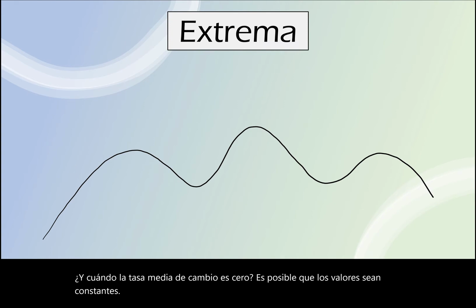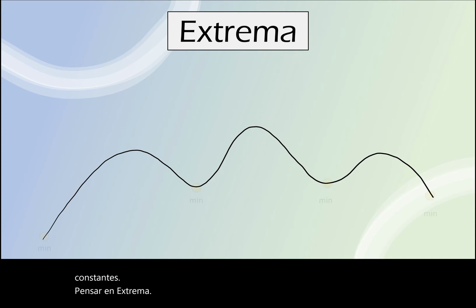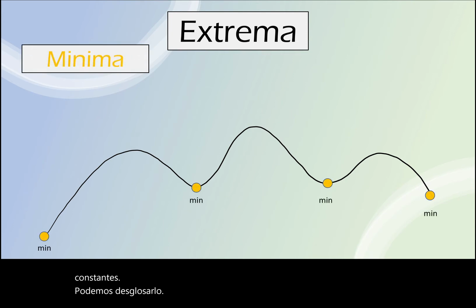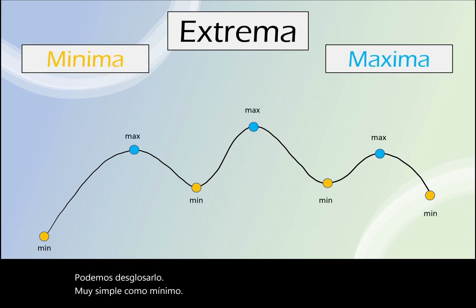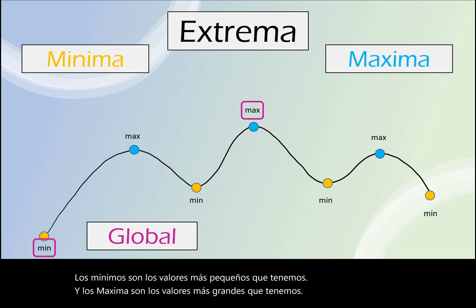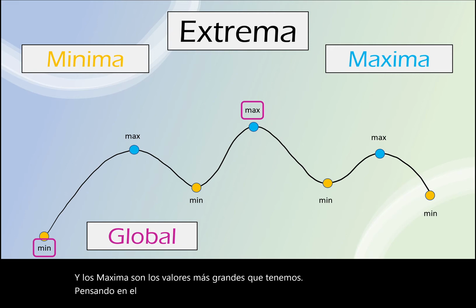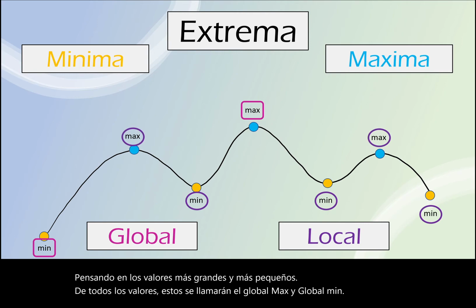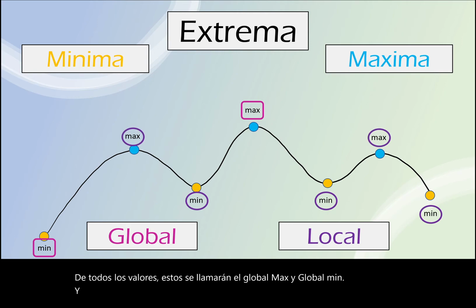To think about extrema, we can break it down very simply as minima and maxima. The minima are the smallest values that we have, and the maxima are the largest values that we have. Thinking about the largest and smallest values out of all of the values, these are going to be called the global max and the global min. And smattered in between are going to be what we call local maxes and local min values.